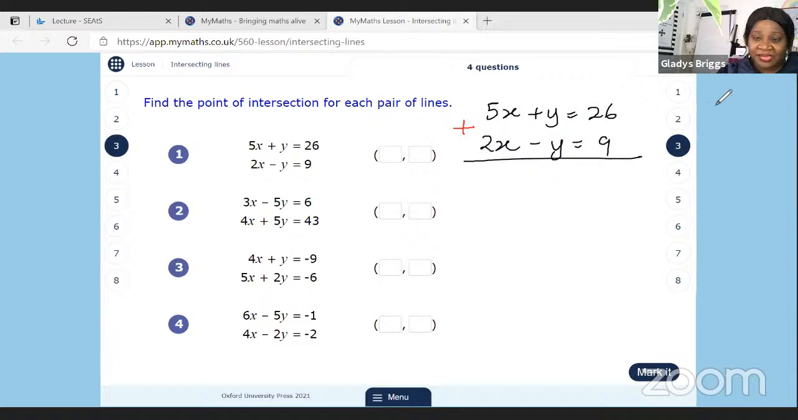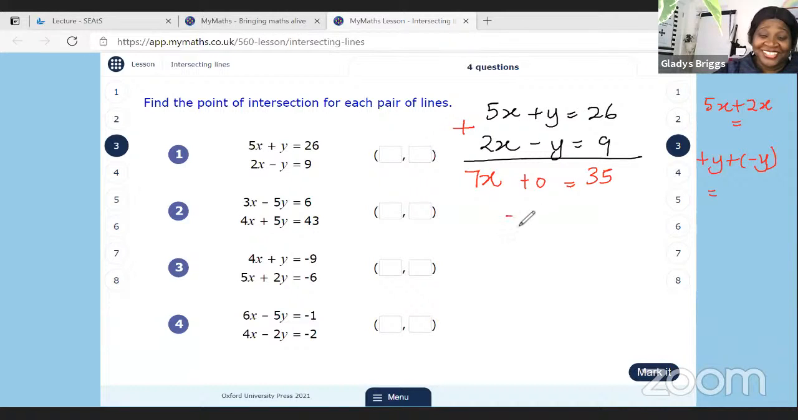What is 5x add 2x? 7x. Okay. What is plus y plus negative y? 0. Nothing. It's equal to 26 plus 9, which is what? 35. Good. Did you see why I had to add? Yes, I understand. Thank you.